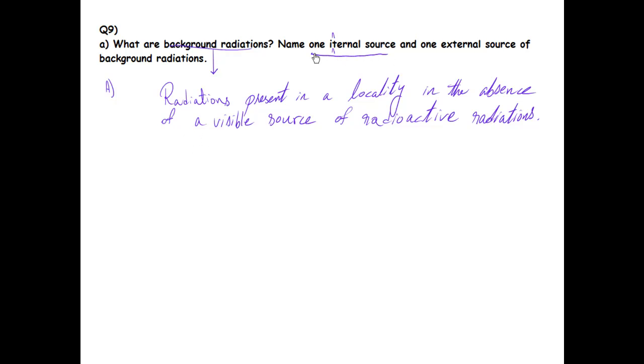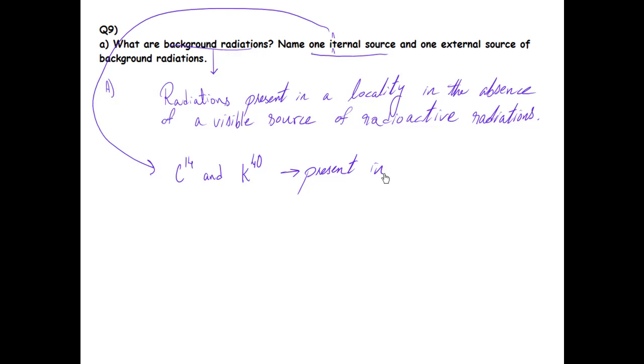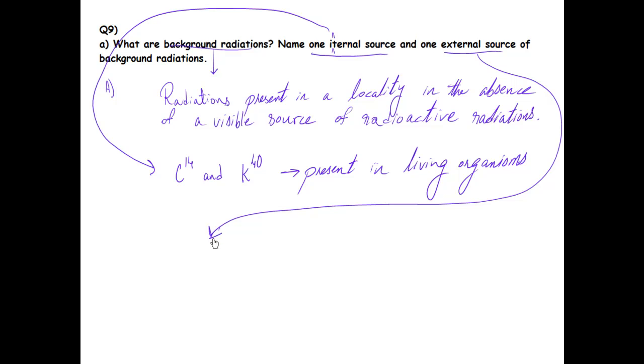The internal source of these radiations is the presence of carbon 14 and potassium 40 present in our bodies. Whereas the external source is the cosmic radiations, that is the radiations coming from the outer space.